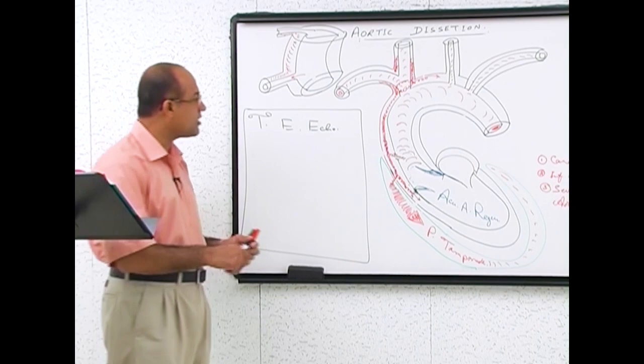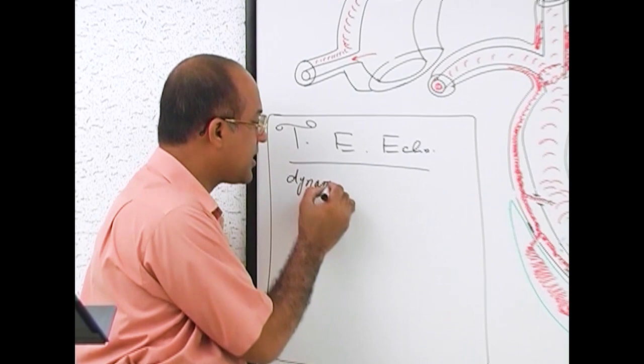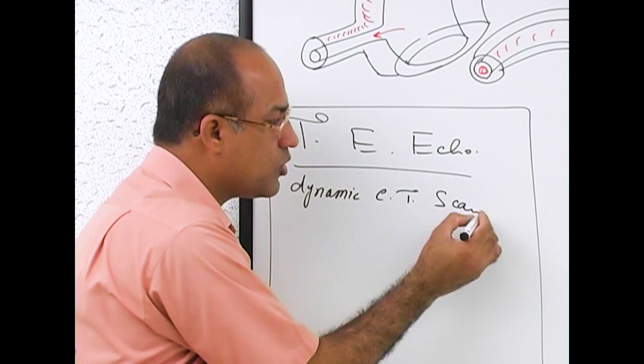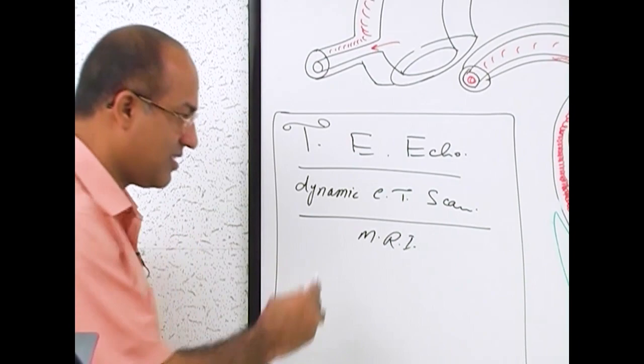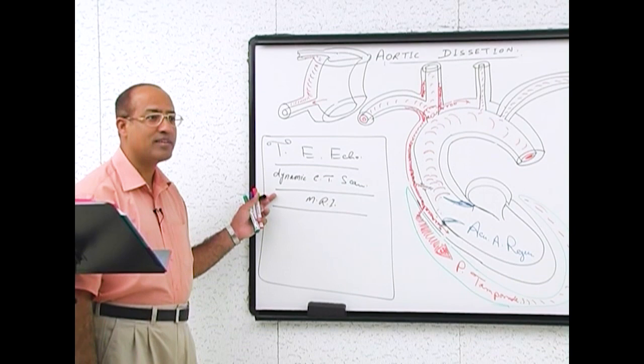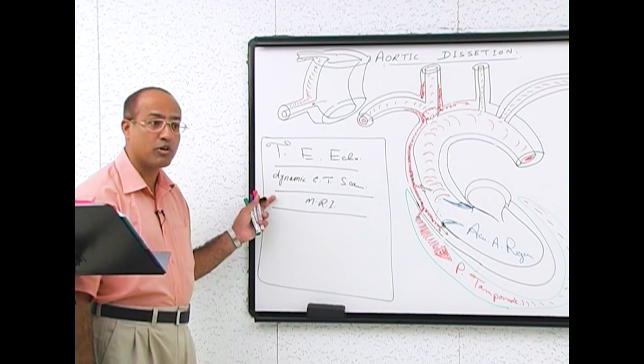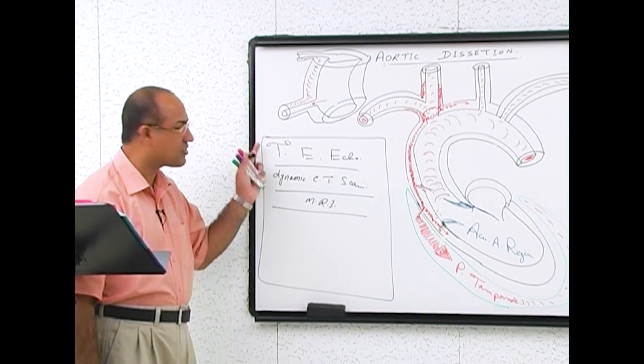But if it's not available, you can use a dynamic CT scan, or you can even use MRI. Sometimes the question is, which one is the best? The answer is, whichever is available first and can be interpreted best in that hospital setting, because here minutes matter. Patients die very rapidly. You have to make the diagnosis and start the treatment.